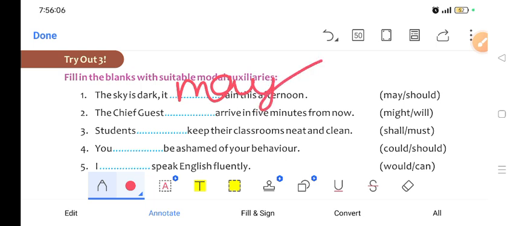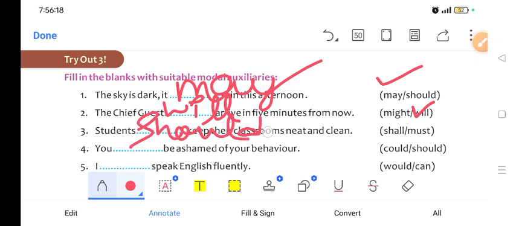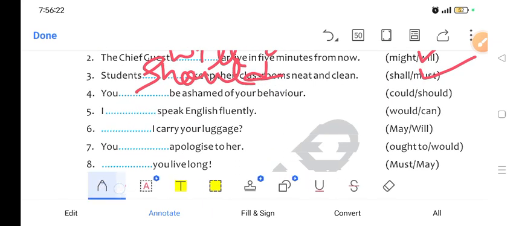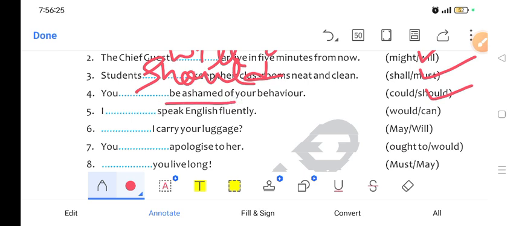The chief guest will arrive in 5 minutes. Students should keep their classroom neat and clean. So should is not given here, we will put here must. Next, you should be ashamed of your behavior. I can speak English fluently, so you could write here can. I carry your luggage. So you are just asking, you are requesting. So may I carry your luggage? So we will fill here may.